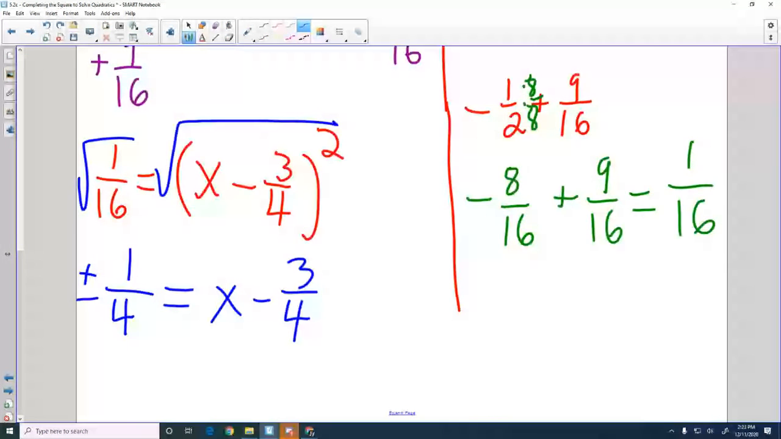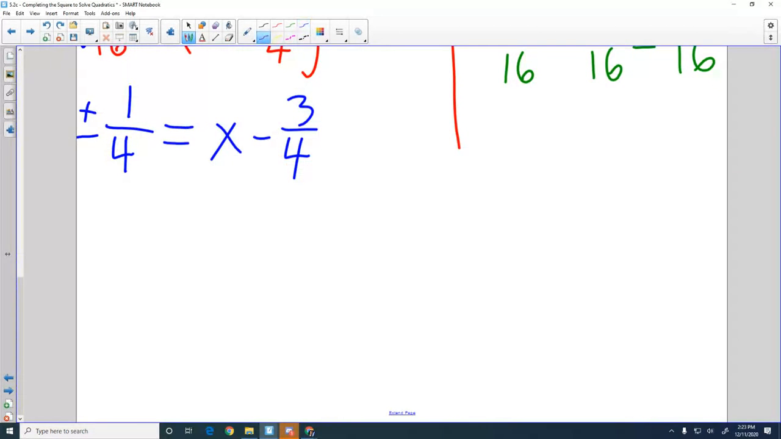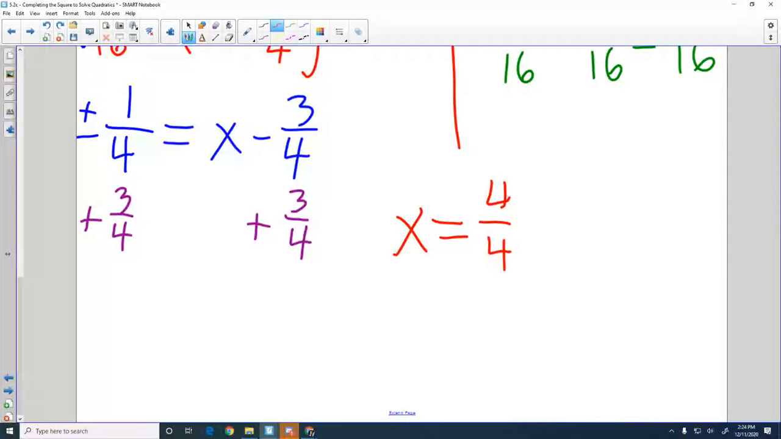What's the last step here to solve for x? Don't forget, plus 3/4. By the way, whenever you do this process, it should always work out that in this last step you're already going to have a common denominator, to make that last addition or subtraction pretty easy for you. X equals, what's 1/4 plus 3/4? It's actually 4/4, right? But that does, of course, equal 1.